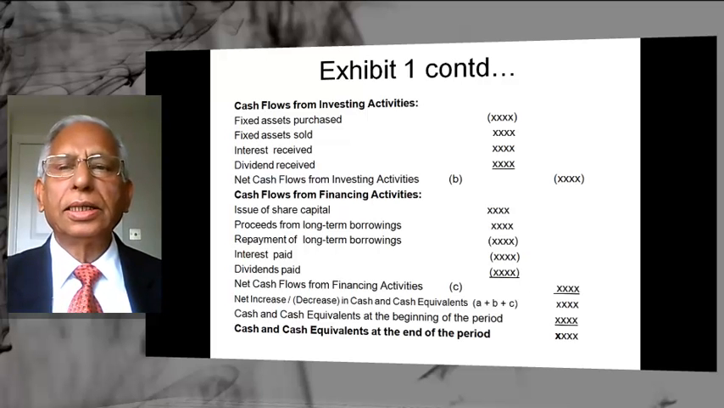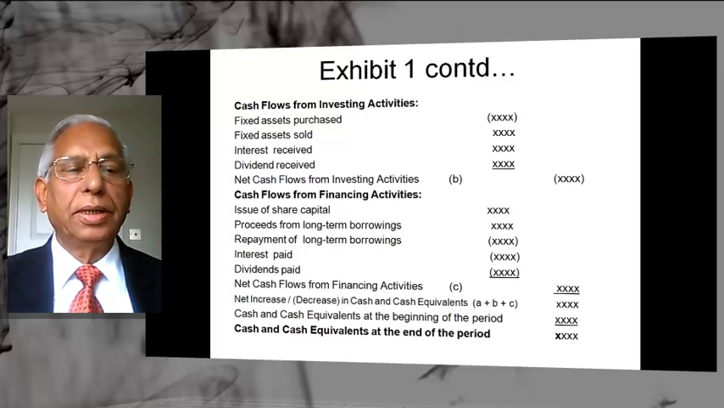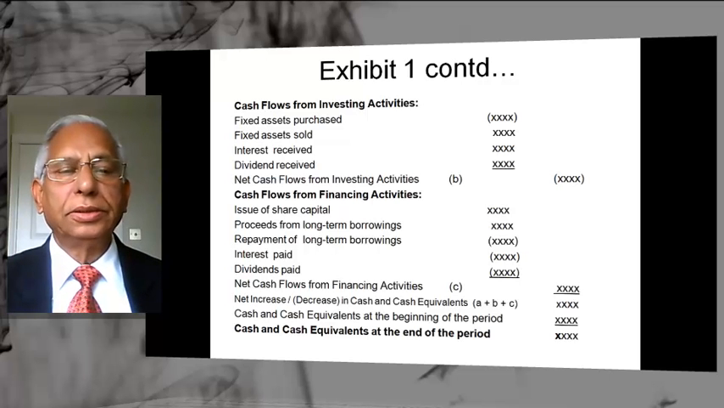This is only an illustrative presentation to have some idea how cash flow statement is prepared. Total of that is indicated as B, net cash flows from investing activities. Now, the third segment deals with cash flows from financing activities. In this, the first item is issue of share capital. It will result in inflow of cash.